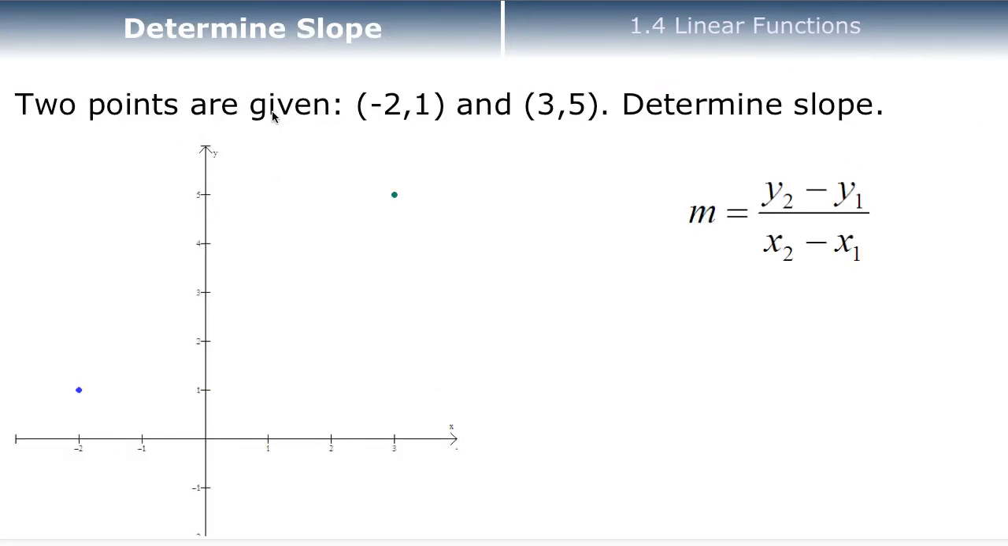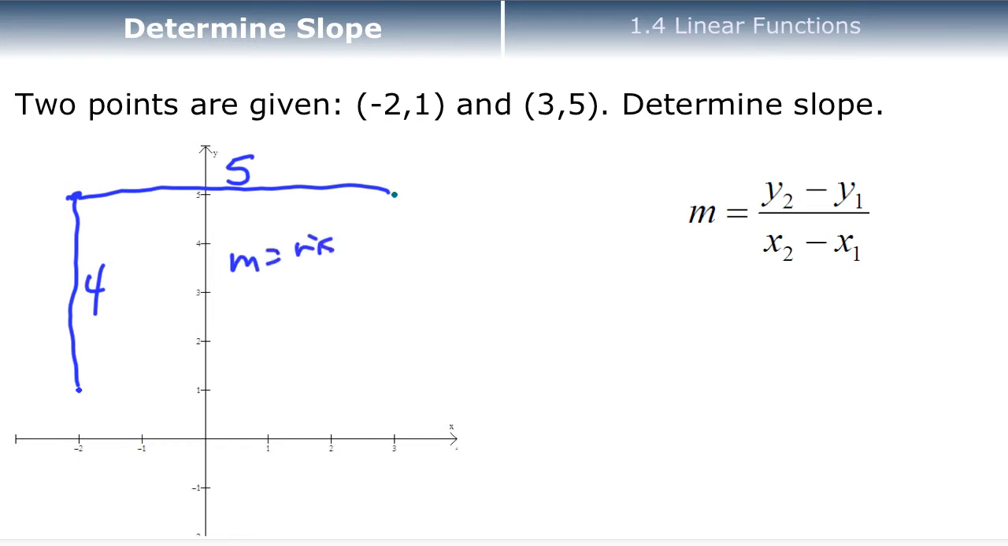First question here, it says 2 points are given, -2 and 1, 3 and 5. They want us to determine the slope between them. So to determine the slope, I can use this formula, and I will in a second. Another way I could do it is slope basically is how far do you have to go up over how far you have to go over this way. So if I look at this one, I have to go up 1, 2, 3, 4. So I'm going up 4. And then I'm starting at -2, ending at a +3. So it looks like that run over there is 5. So my slope, I could write as rise over run. And the rise is 4, and it runs 5. So I could say that that's my slope.